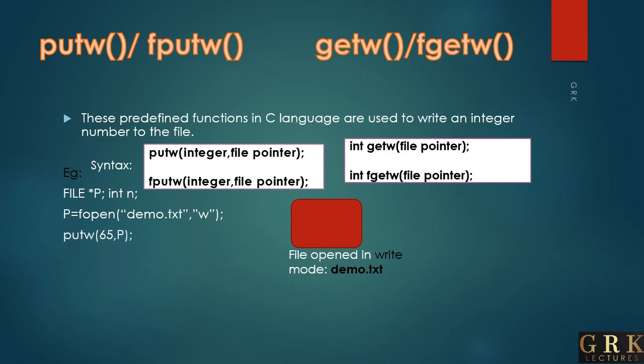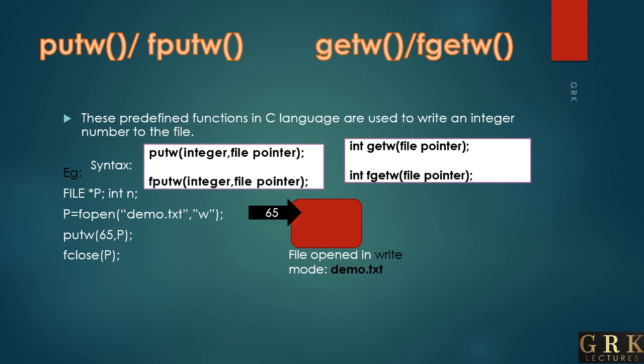Now I am trying to write one integer value into that file by using the putw function. In putw, the first parameter I am writing is the number 65. The 65 I want to write into the file demo.txt, and demo.txt is pointed to by the pointer p. That's why I used pointer p as the second parameter in the putw function. Then 65 will be written to the file demo.txt. After writing, I am closing that file.